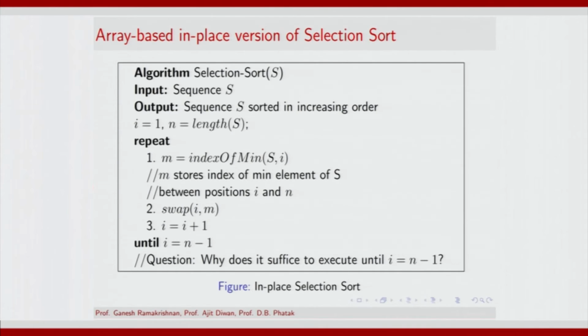Now, is there an in place version of selection sort? It turns out that there does exist an array based in place selection sort. What is the idea here? The idea is, once you find the minimum element of S starting at a particular position I, which is the index of the min between position I and position n, the end of the array, you swap the elements at positions I and m respectively. The idea is to get the effect of finding the minimum element and storing it back through a single swap operation.